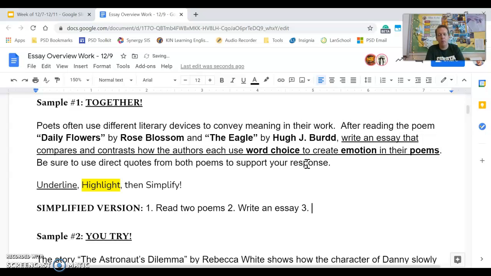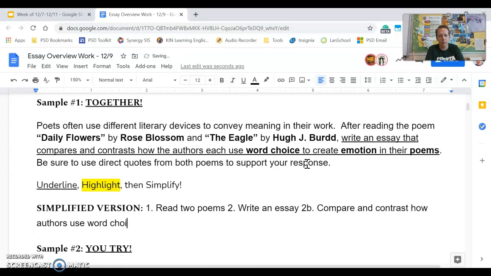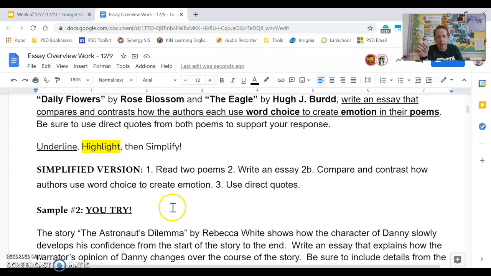And then step 3, which kind of goes, or maybe we'll call this 2B, right? Because it's part of writing the essay, which is compare and contrast how authors use word choice to create emotion. And step 3, use direct quotes. Okay, so all of that is part of this prompt, but now I've just simplified it into sort of a checklist that I can use in order to make sure that I've done everything that I need to do.